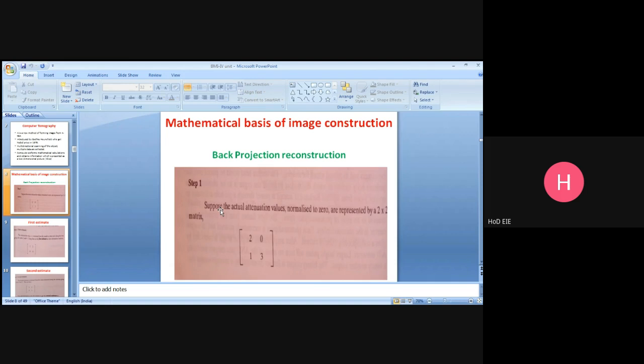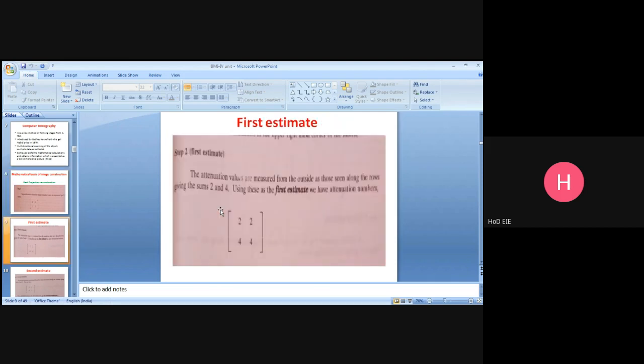So your first step is, suppose you are taking your actual attenuation values, you are normalizing it to 0, and it's being represented by your 2 cross 2 matrix. Your second step is how you are going to calculate your first estimate.